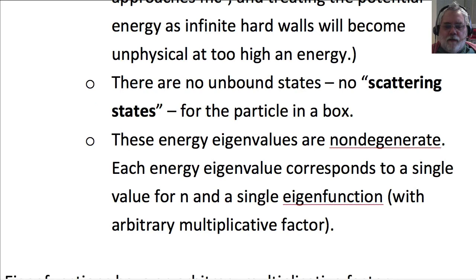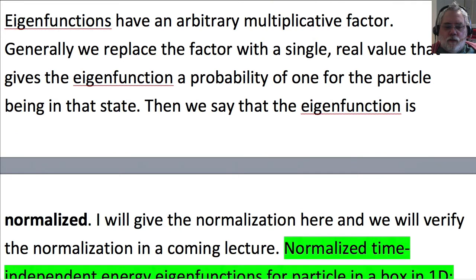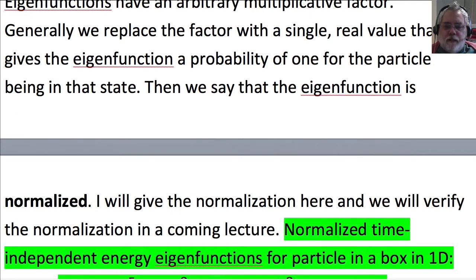These energy eigenvalues are non-degenerate. Each energy eigenvalue corresponds to a single value for n and a single eigenfunction with arbitrary multiplicative factor. Eigenfunctions have an arbitrary multiplicative factor. Generally, we replace the factor with a single real value that gives the eigenfunction a probability of 1 for the particle being in that state. Then we say that the eigenfunction is normalized. I'll give the normalization here, and we'll verify the normalization in a coming lecture after we discuss probability.